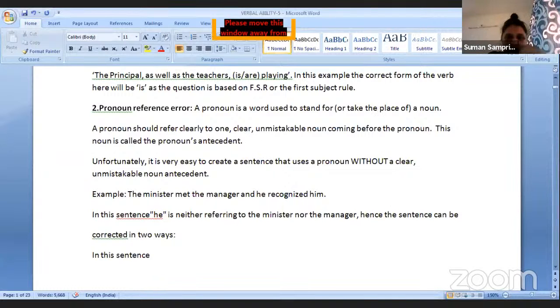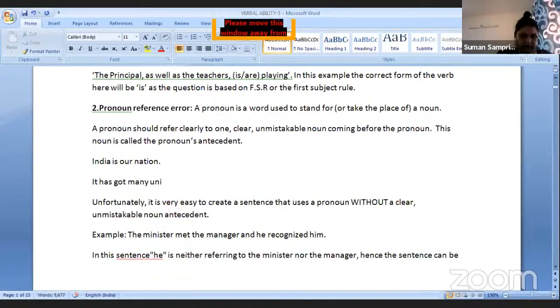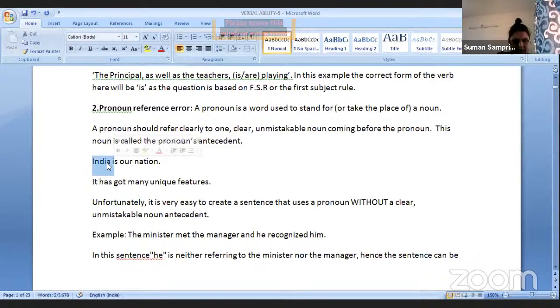Suppose I am writing a sentence over here: India is our nation, and then I will write, it has got many unique features. So here, India would be called what?